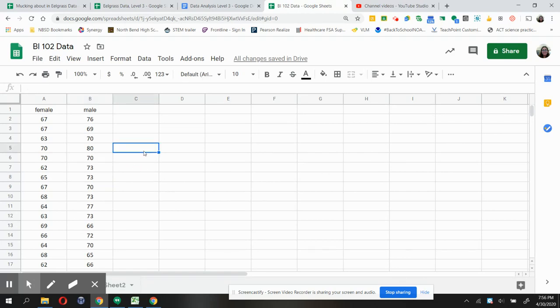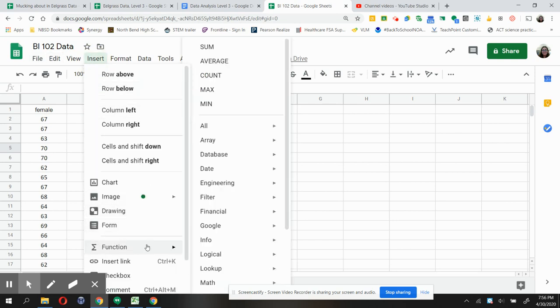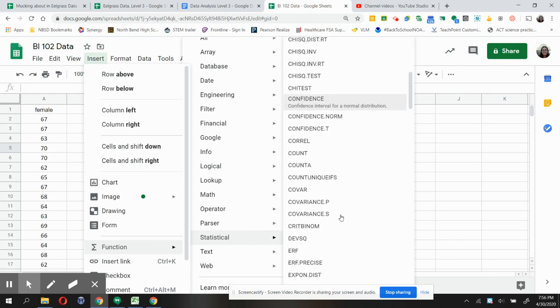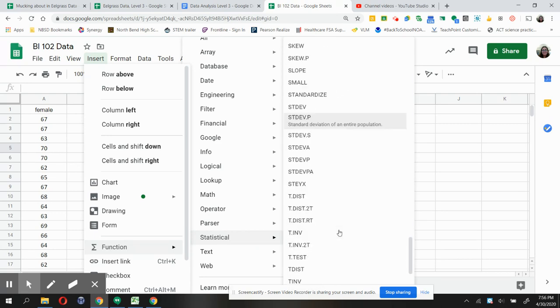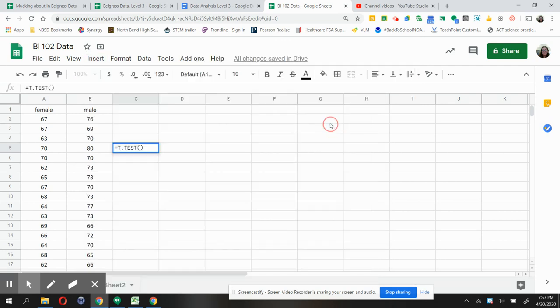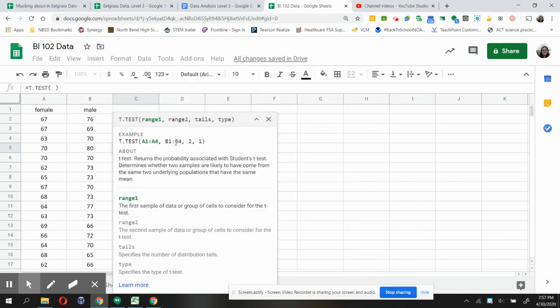Okay, so I'm going to click on any empty box, and go to insert because I'm inserting something, go to function because it's a function, and then down to statistics because that's what we're doing. We're going to go down and find the one that says t-test. The t-test asks for four things. The first two things are the range.